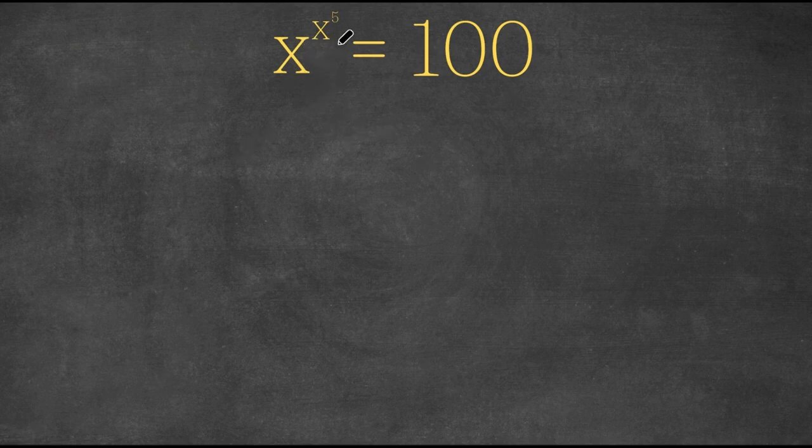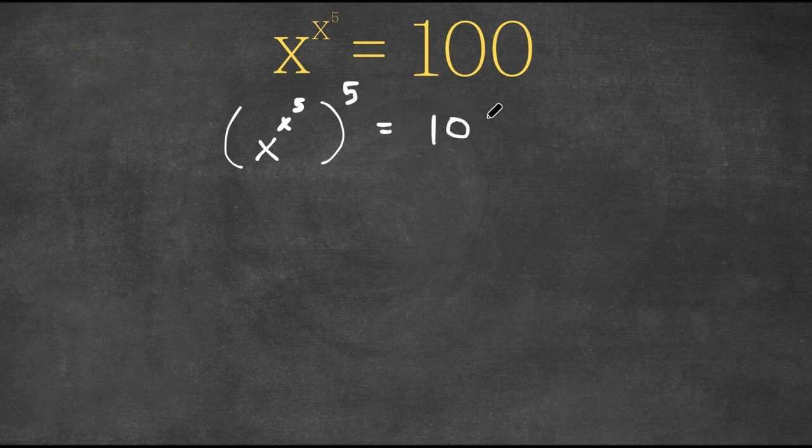So we have x to the power of x to the power of 5 is equal to 100. Now what I'm first going to do is I'm going to take the power of 5 on both sides. So now we have x to the power of x to the power of 5, to the power of 5, and this is equal to 100 to the power of 5.